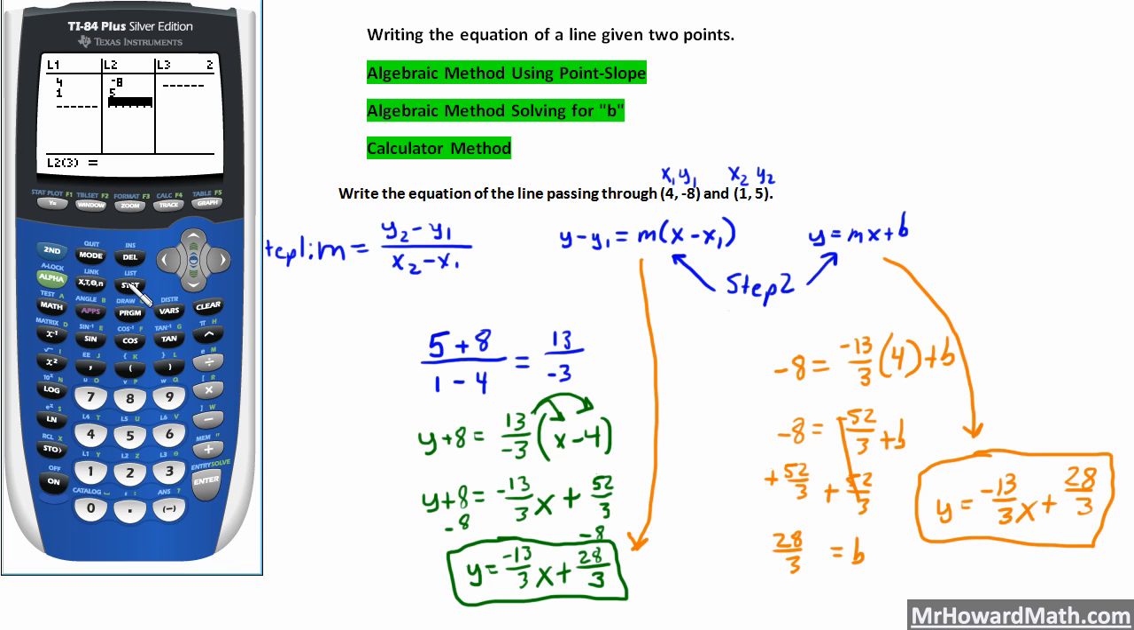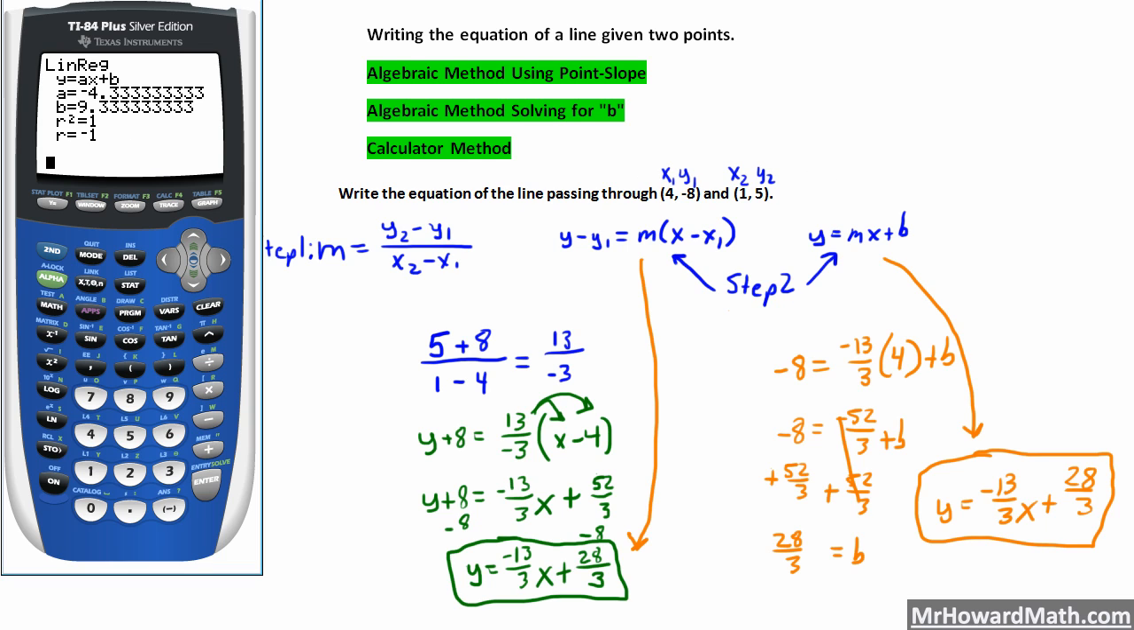Alright, then we hit stat again. Now that we've entered our coordinates, with our x coordinates in list 1 and our y coordinates in list 2, we hit stat again, over to calc, option 4, linear regression, 4, enter, and it gives us our line here. Don't worry about this r squared equals 1 and this r equals -1. We're just looking at this a and b.